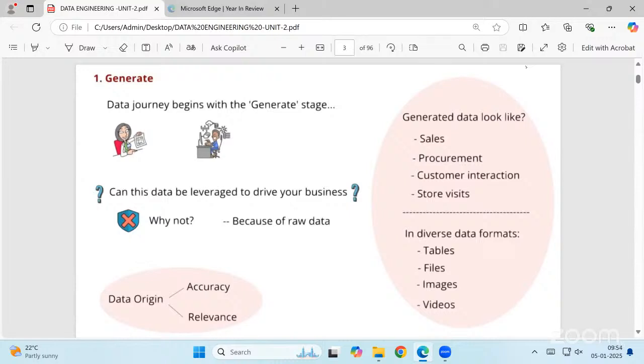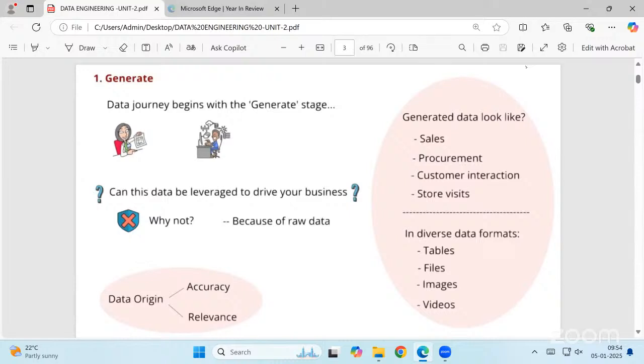And in what formats is data generated? Data is generated in the form of tables, files, images, and videos. These are the different formats in which data is generated, and all the data generated here is in the form of raw facts. Okay. So these are some sources where data is generated, and these are the formats in which it got generated. These are sample cases, and we also have some other formats of data that are generated.